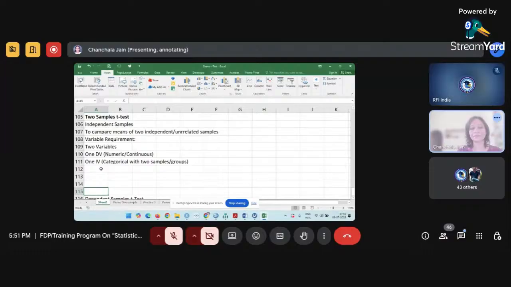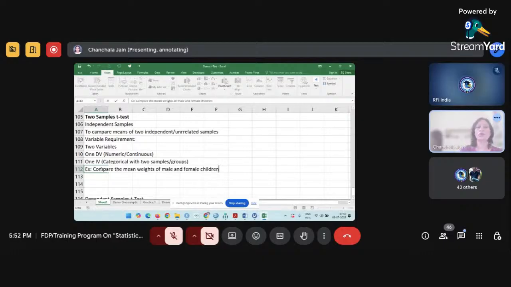Right? Say for example, I want to compare the mean weight of male and female children, or newly born male and female children. I want to compare their weights.